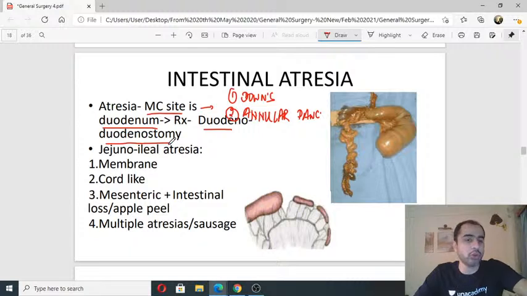duodenostomy or duodenal bypass. It's all the same. So whether they ask you treatment of duodenal atresia or treatment of annular pancreas, the treatment is the same, duodenostomy.